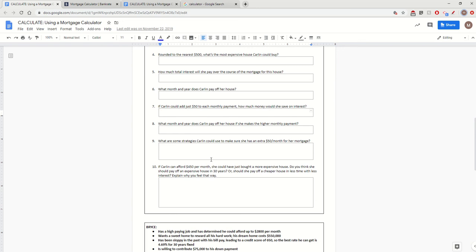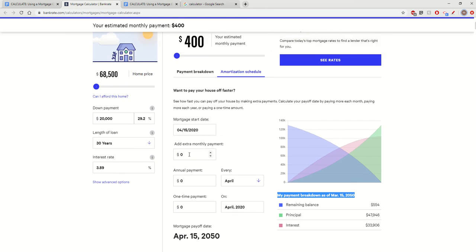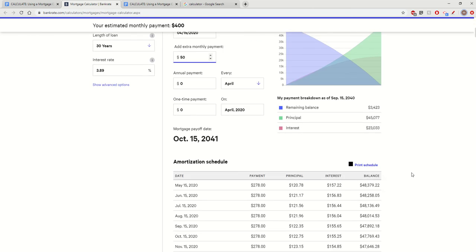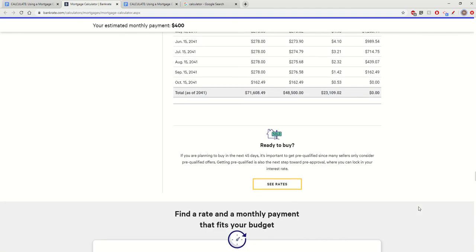Number 7. If Carlin could just add $50 to her monthly payment, how much money would she save on interest? So we're going to add an extra monthly payment here, and we're going to add $50. Okay. Now we can see that the chart changed. Notice that the mortgage payoff date also changed, right? Instead of 2050, it's 2041 now. Okay. So how much money would she save in interest?